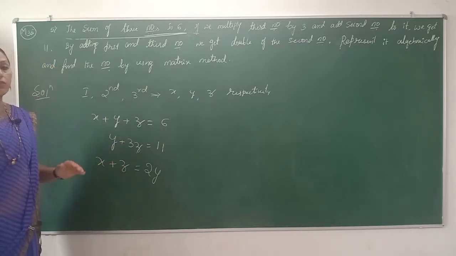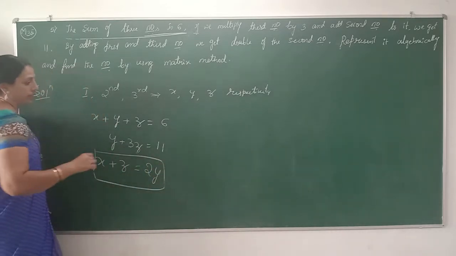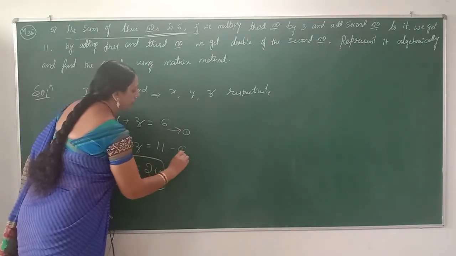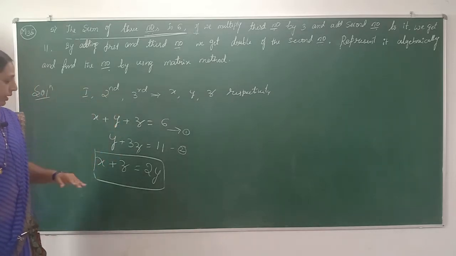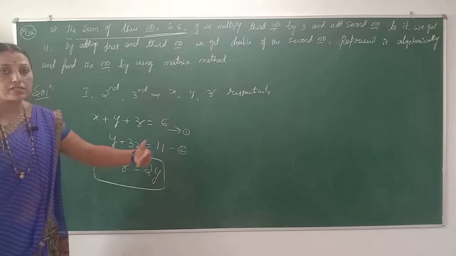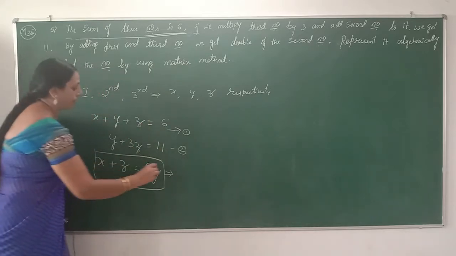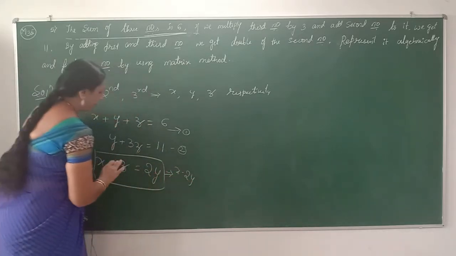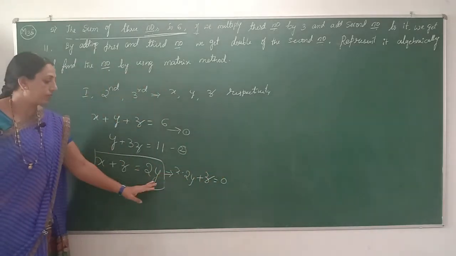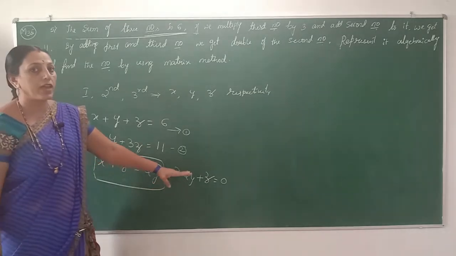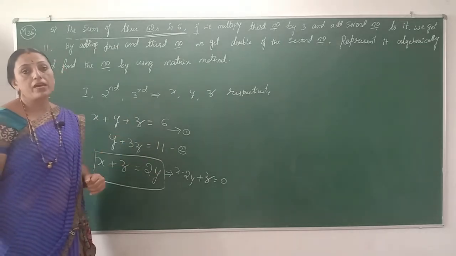After that, we'll solve these equations using the previous method. But the third equation should also be written in the same form. The first and second equations are already represented in the form ax plus by plus cz equal to d. But in the third equation, y is on the other side. Therefore we alter that equation. It can be written as x minus 2y plus z equal to 0. That is the correct form, generally ax plus by plus cz equal to d. Then we solve using the matrix method.